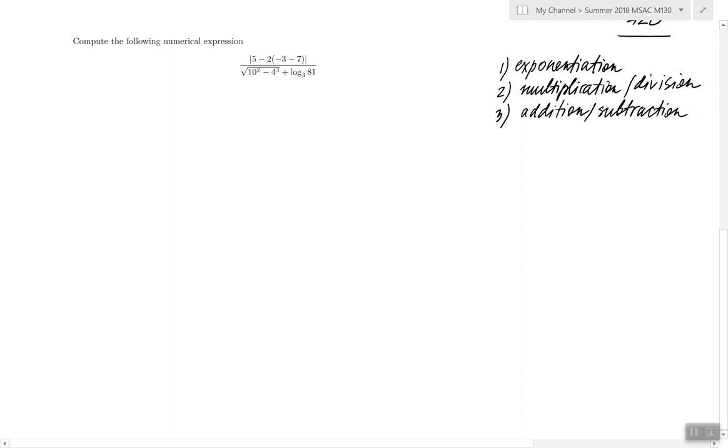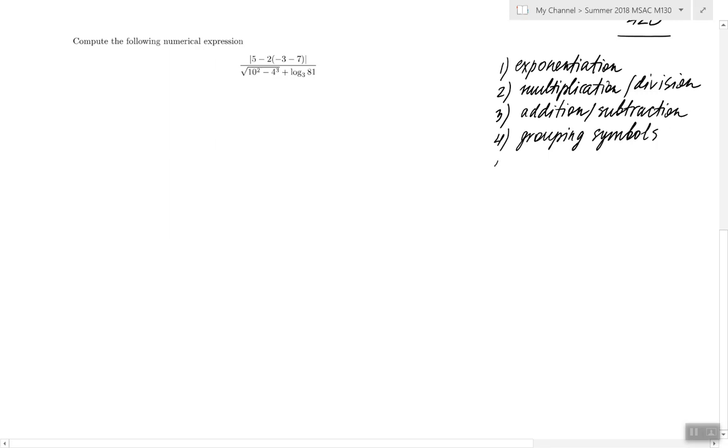Now, this default order can be changed if we introduce grouping symbols. So the rule is anything inside of the grouping symbols, such as parentheses, brackets, has to be done first.